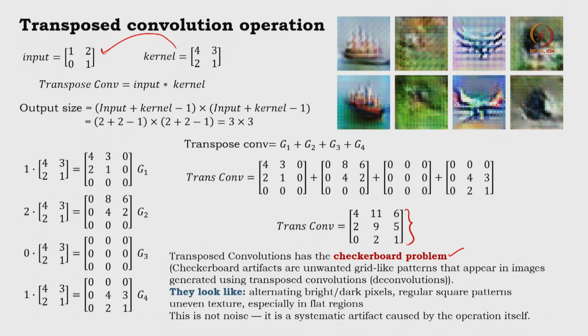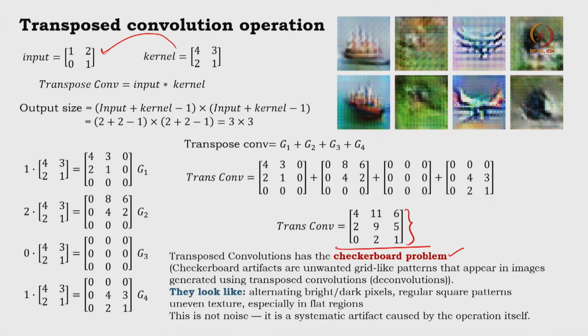For some part of an input image you are applying the kernel again, and for some part of an input image you are applying the kernel only once. Because of this you are able to see some square kind of pattern. That is the problem with the transposed convolution. Although transposed convolution is increasing the dimension, we are facing this checkerboard problem.